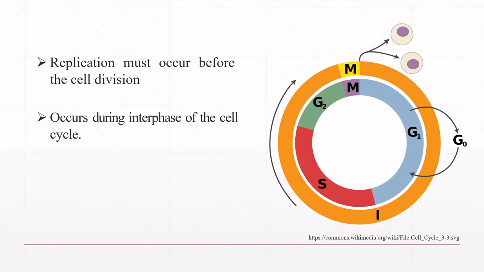Replication occurs before the cell undergoes cell division, that is, during the interphase of the cell cycle. As we all know, the cell cycle is divided into four stages: G1, S, G2 and M. The DNA replication is carried out in the S phase, or the synthetic phase, of the cell cycle.